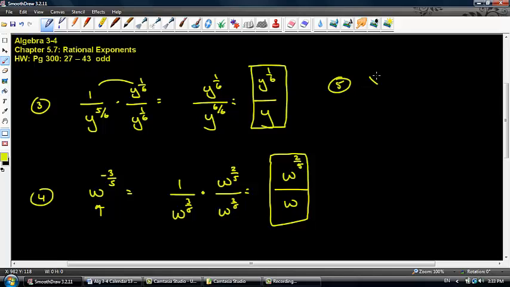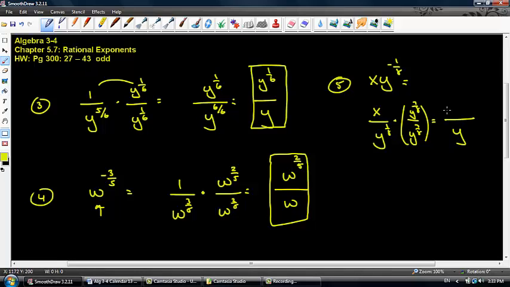If I have, say, a problem like x y to the negative 1/8, remember, the negative exponent only impacts the thing that it's making direct contact with. So what that is, is x over y to the 1/8. I'm going to multiply both top and bottom by y to the 7/8 because I want to create a whole exponent of 1 on bottom. And I get x y to the 7/8 up top. All right.